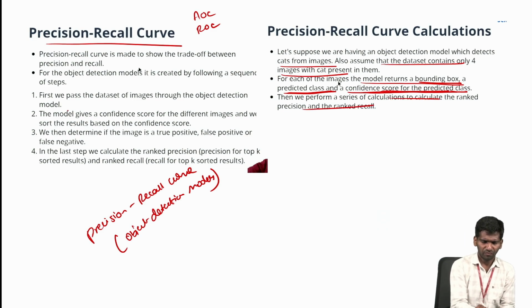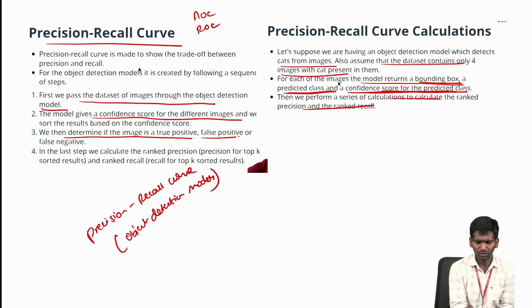These are the steps that we can follow. First, we pass the dataset of images through the object detection model. Then the model gives confidence scores for the different images. Then we determine if each image is a true positive, false positive, or false negative based on the IOU calculation, checking IOU less than 0.5 or greater than or equal to 0.5, as we talked about previously. Till here the steps are repeated. The last step, we calculate the ranked precision for the top k sorted results.